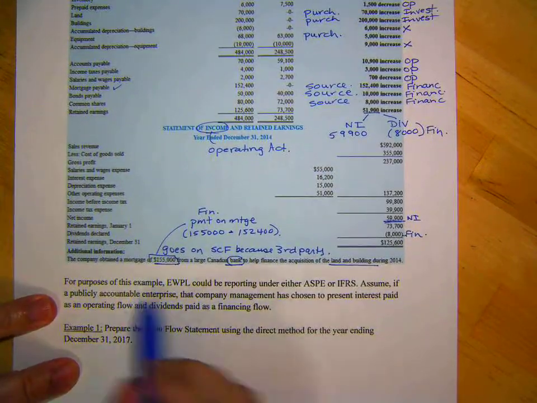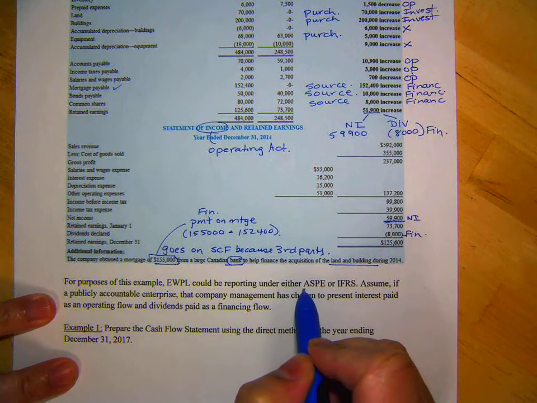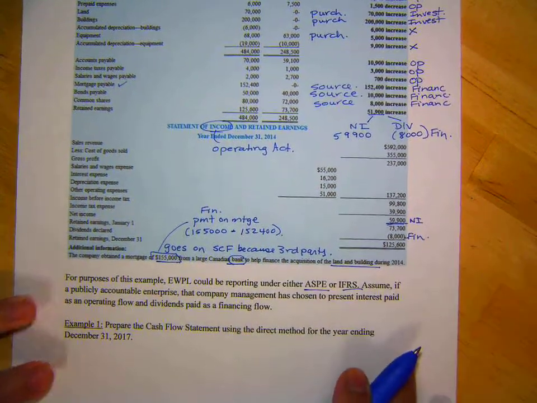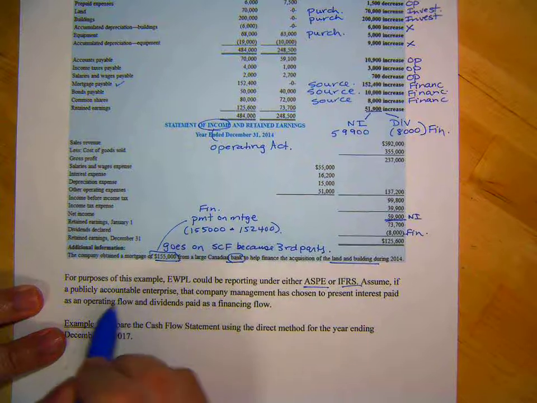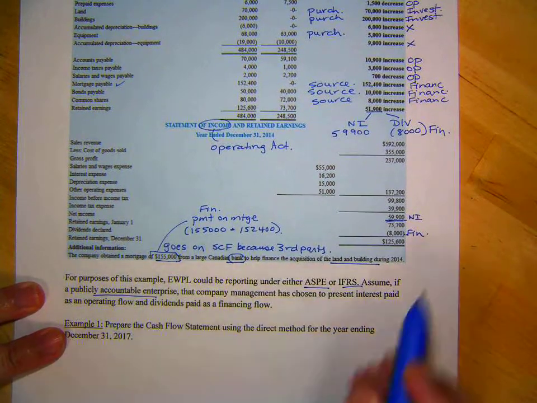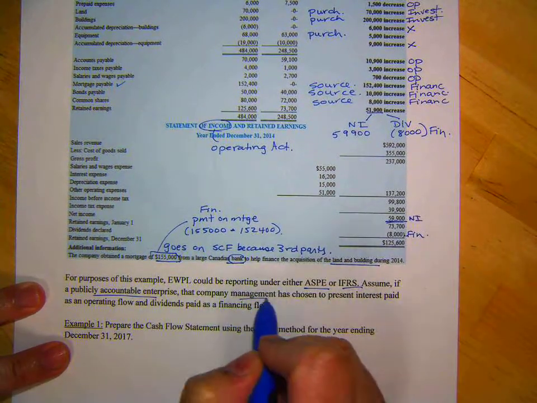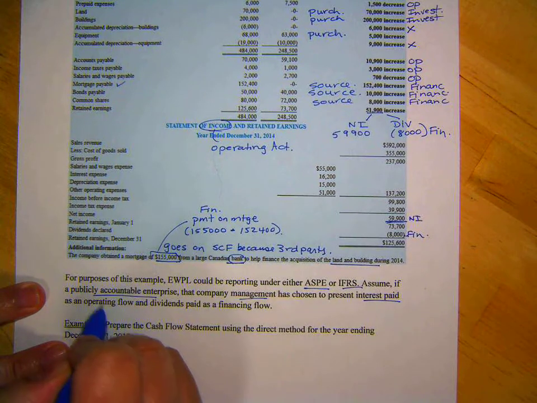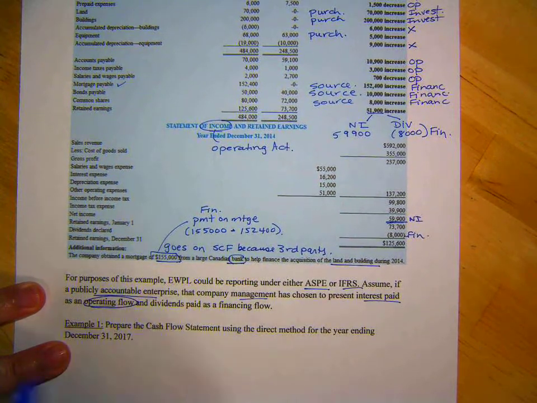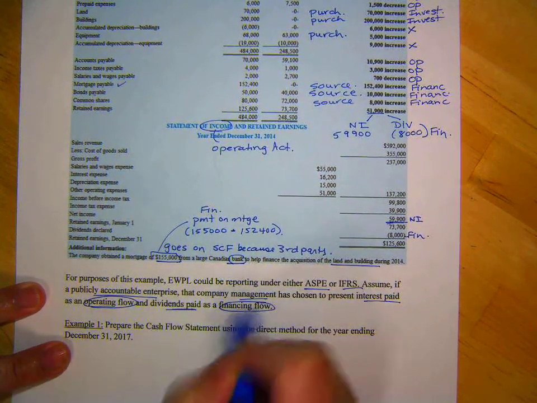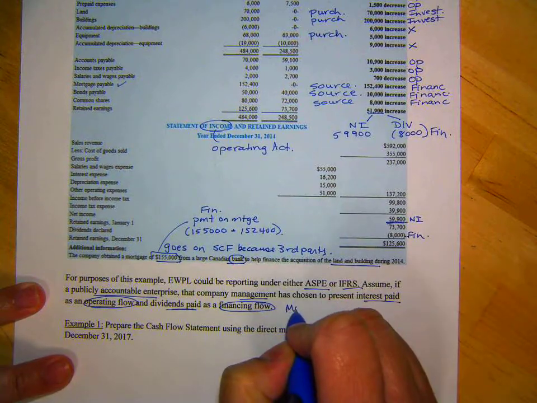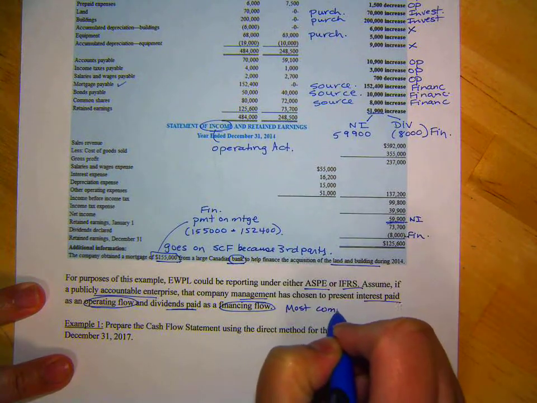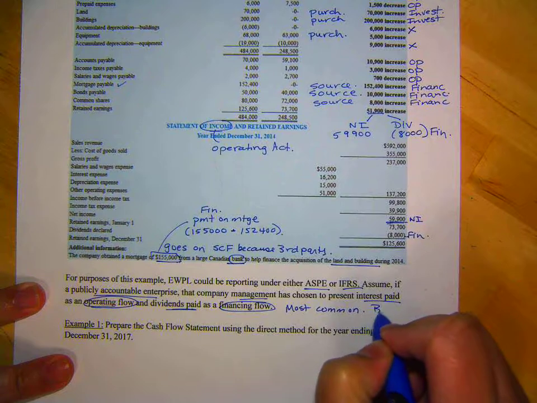Now, for the purpose of this example, they could be reporting under either ASPE or IFRS. If it's a publicly accountable enterprise, the management has chosen to present interest paid in operating and dividends in financing. So that's the most common, but check each question.